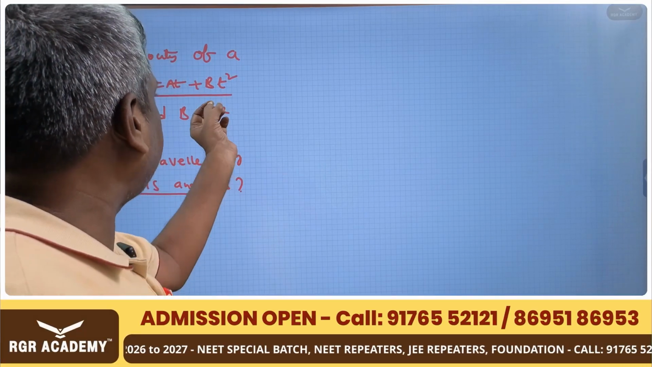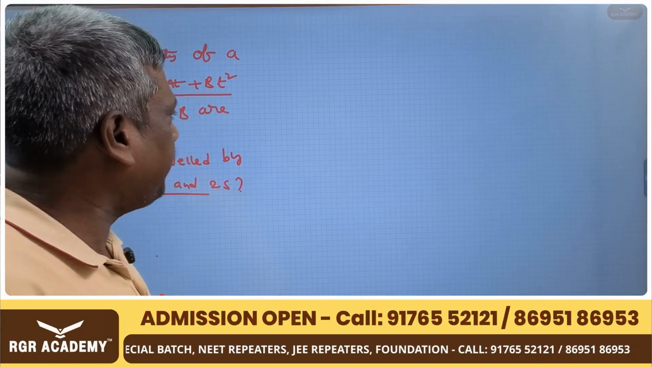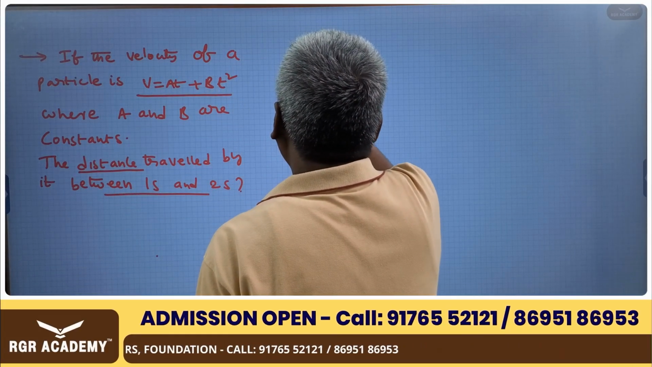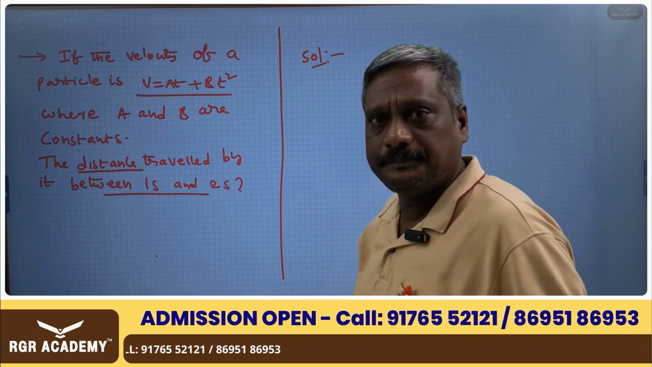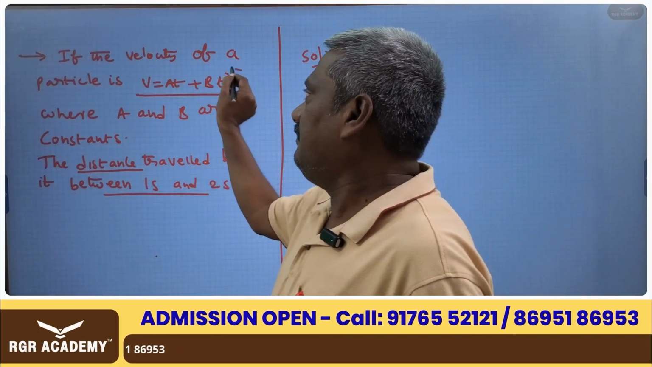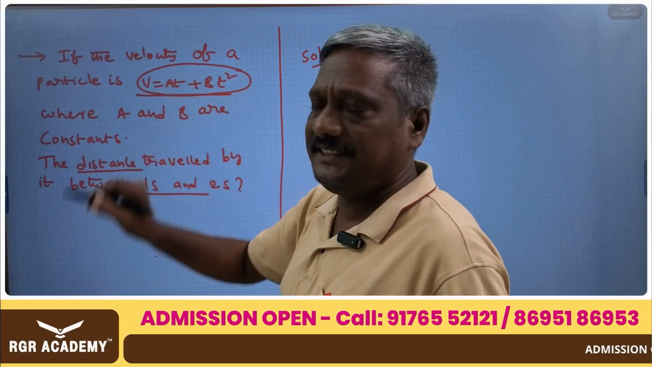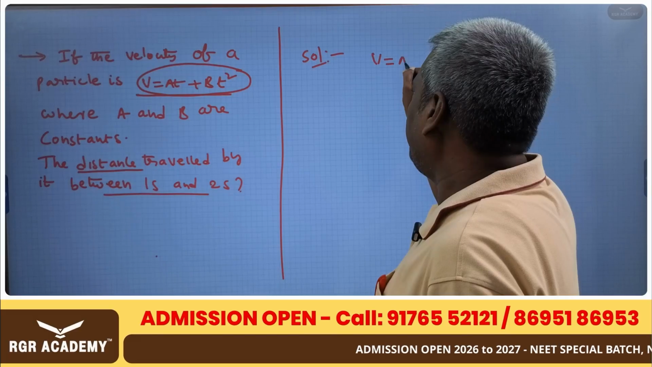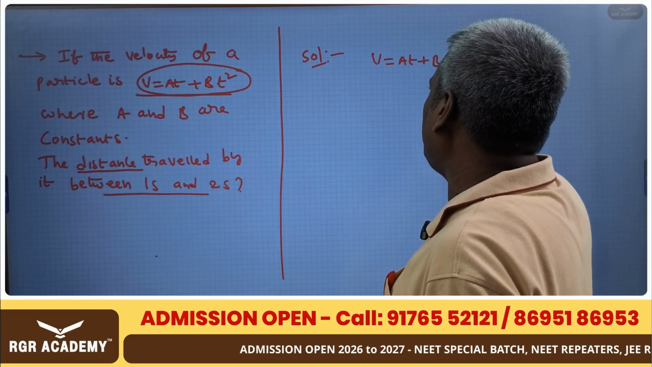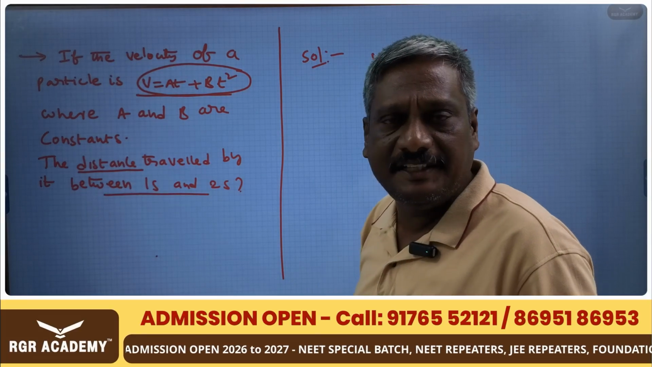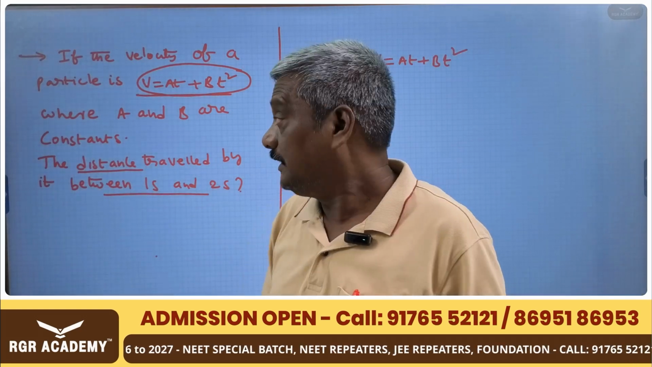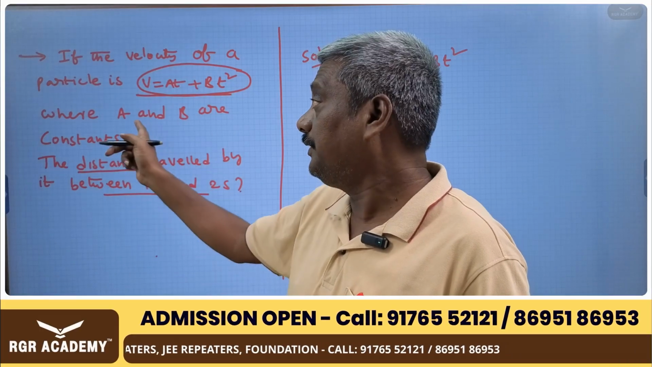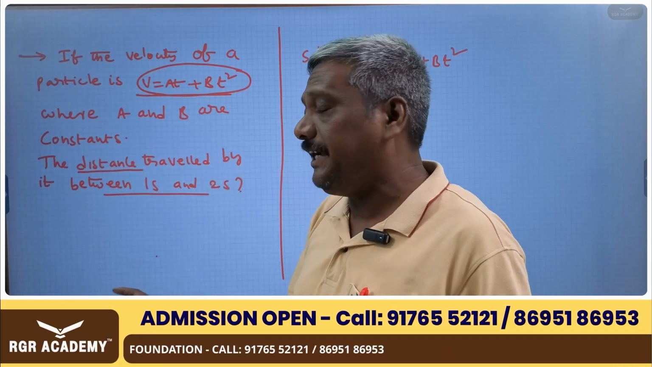Now, everyone observe this problem carefully. How can you apply the integral concept? See this particular problem. The velocity of a particle is given like this. The velocity of a particle is what? v is equal to at plus bt square. The velocity of a particle is given, one expression is given, where a and b are constants.